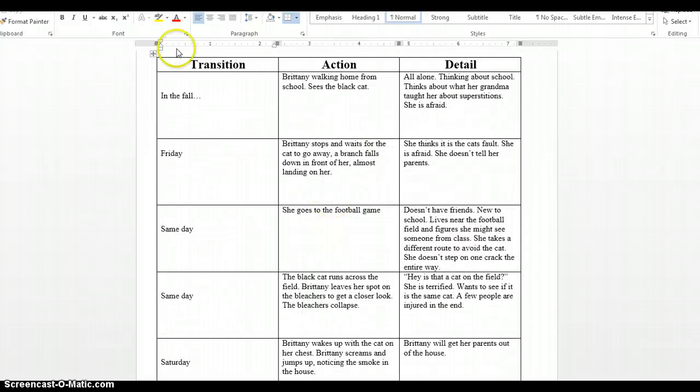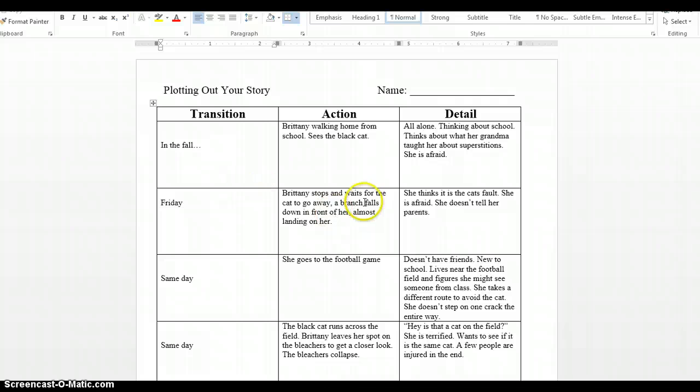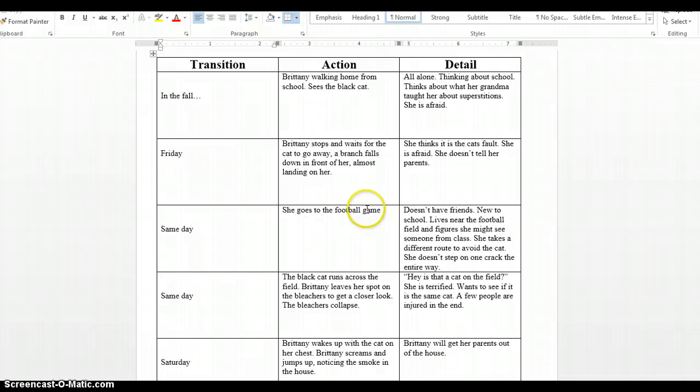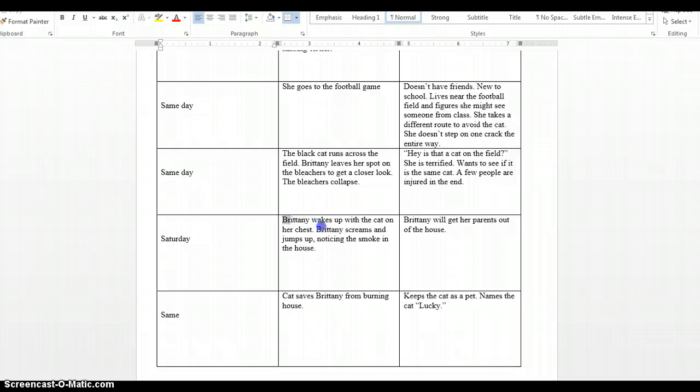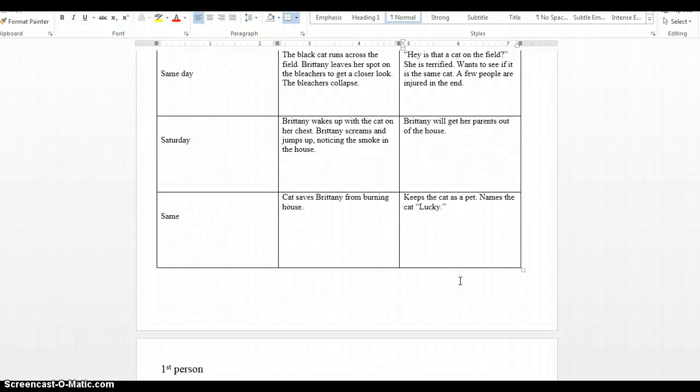Now that we have our whole plot planner filled out, we can start writing our story. But the great thing about a plot planner is that you don't have to start at the beginning. A lot of times people have a hard time starting that intro. Like, how am I going to start this scene of Brittany walking home from school? Maybe you have an idea for the first scene, but maybe there's another scene that stands out more to you. I like this scene, so I'm going to start by writing that scene.